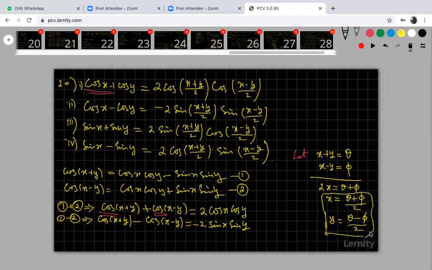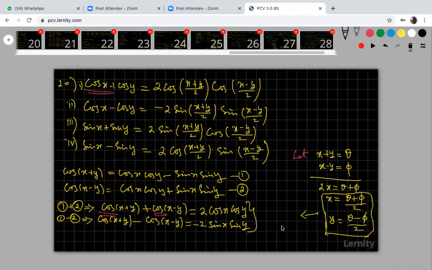Okay, this is my x and y. Just substitute this x and y here. What about your x plus y? Your x plus y is theta, x minus y is phi. What about your x? X is (theta plus phi) by 2, y is (theta minus phi) by 2. You just substitute these two in these two equations.